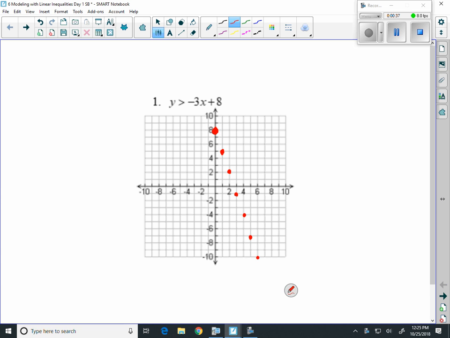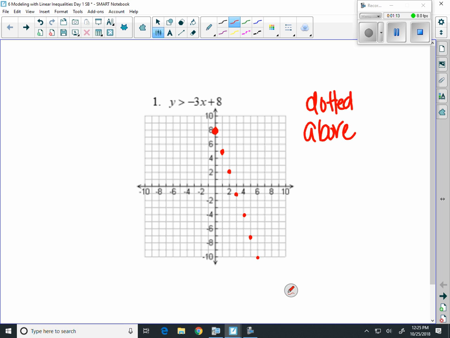Okay, now, the greater than symbol. That tells us two things. What's one thing that that greater than symbol tells us? It's a dotted line. What tells you that it's dotted? Yeah, there's no equal to it. It's just greater than. Okay? What else does it tell us? Yeah, where we shade. Do we shade above or below? Above. Greater than is above. We're going to shade above.